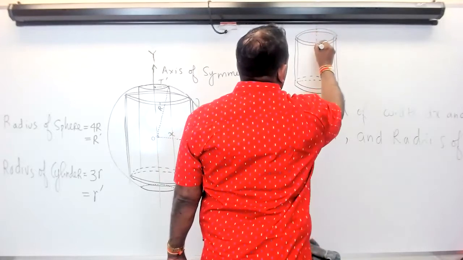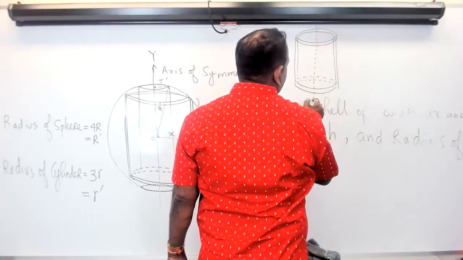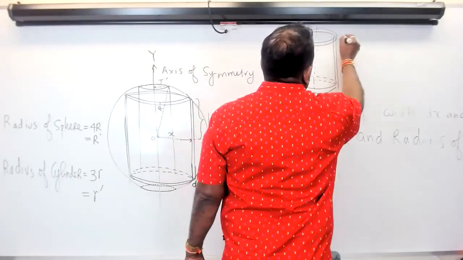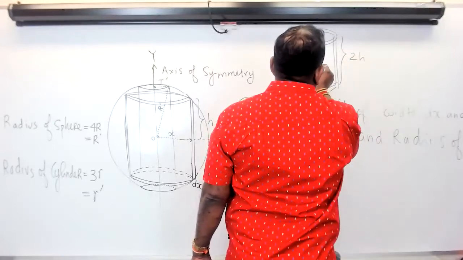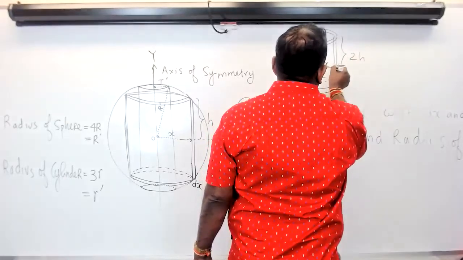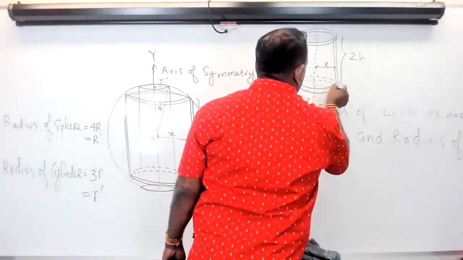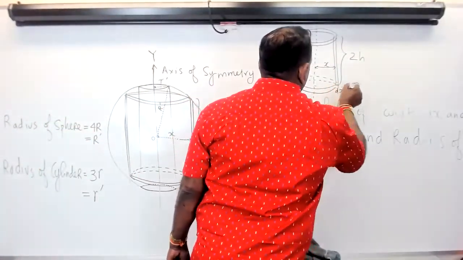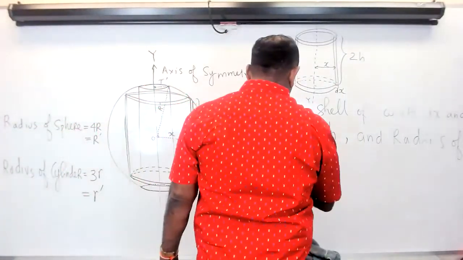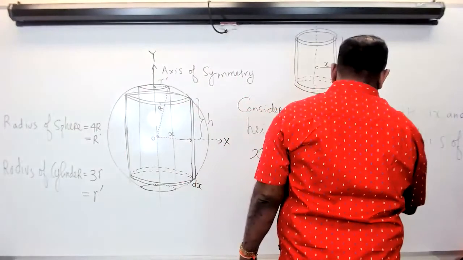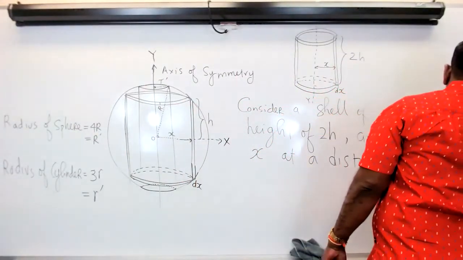This is the axis of symmetry. That's the y-axis. So this is 2h. From here to here, anywhere from here to here, x, and thickness dx, small thickness dx, at a distance x from the y-axis.